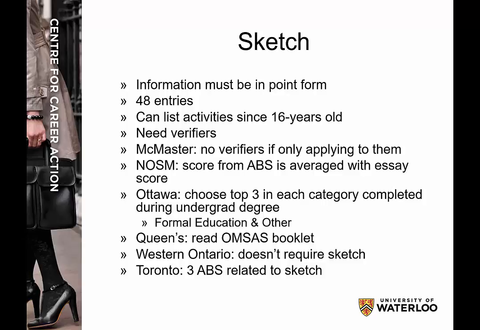McMaster University Admissions Committee reviews the sketch after the interview stage, so it's not part of the application review. Hence, verifiers are not necessary if you are only applying to McMaster University. They only receive the top layer of the ABS, so the list, and it is not scored or marked in any way. It is used during the final file review for applicants that are interviewed. This is where reference letters are reviewed as well, and they are also not scored. So if you are only applying to McMaster University, you only need to complete the top layer of the sketch and not the next layer where you would provide more details about each activity.